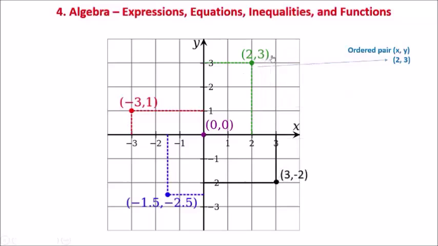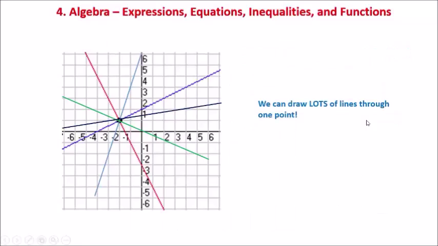So as you can see, in the first quadrant, both x and y are positive. In the second quadrant, x is negative, y is positive. Third quadrant, x is negative, y is negative. Fourth quadrant, x is positive, y is negative. Okay? So now you have a fairly good idea of how to draw points.